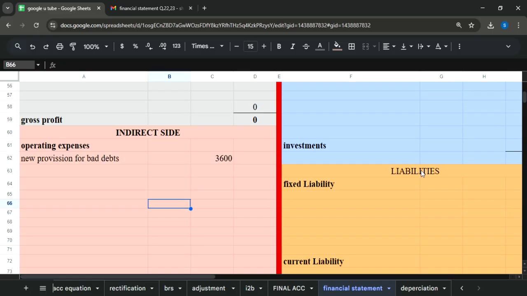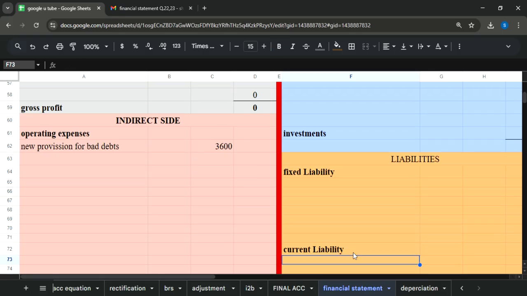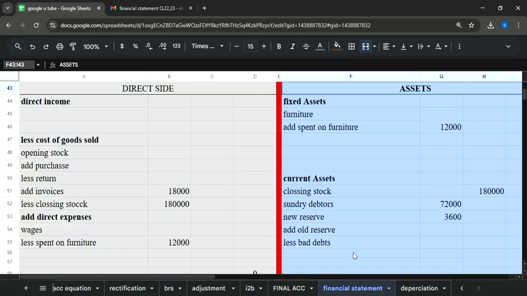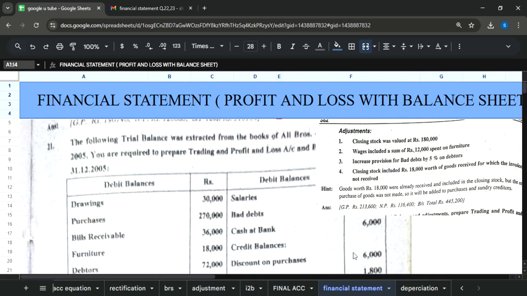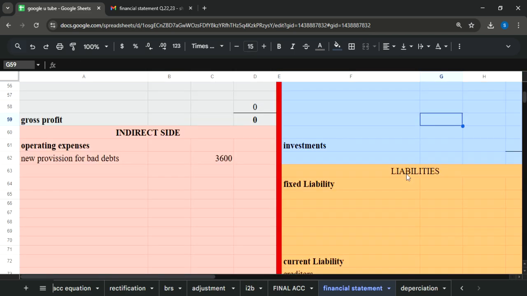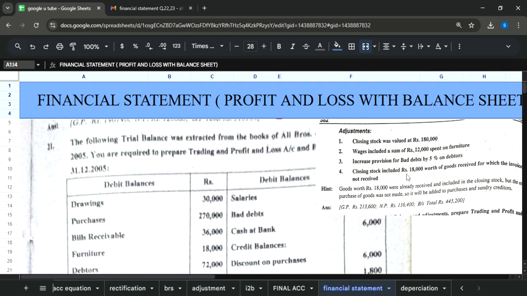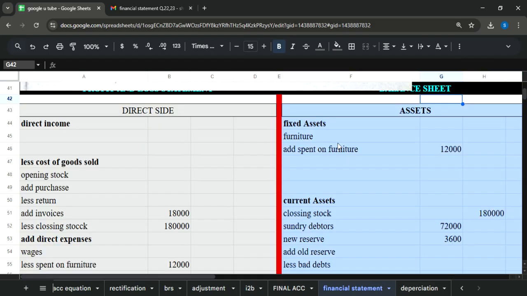Secondly, we will go to the current liability side and here you will write creditors, and invoices would be added over here. The amount of invoices is 18,000, so put 18,000 over here. In this way guys, all the adjustments which were present over here, there were 4, and we have added both effects, the dual effects. The 2 effects are completed and we have entered them in their respective places.